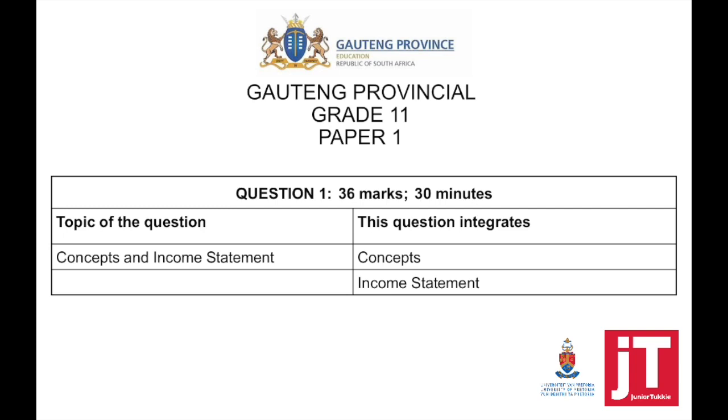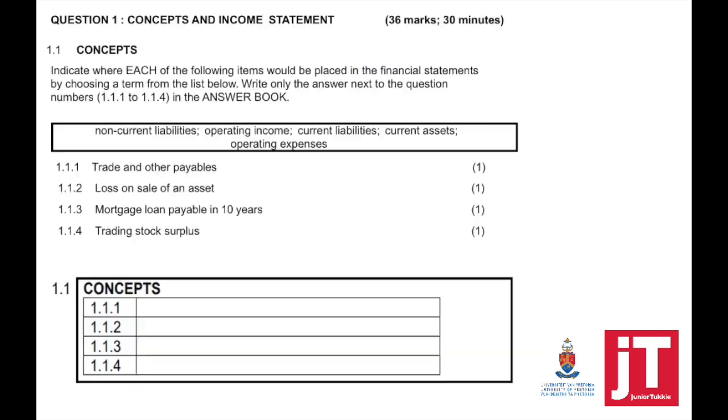Question 1. The topics of the question are concepts and income statement. So if we look at 1.1, the concepts, indicate where each of the following items would be placed in the financial statements by choosing a term from the list below. Write only the answer next to the question number in your answer book. Now this is a non-negotiable. All of you should be getting full marks for this. You just need to make sure that you study your theory.